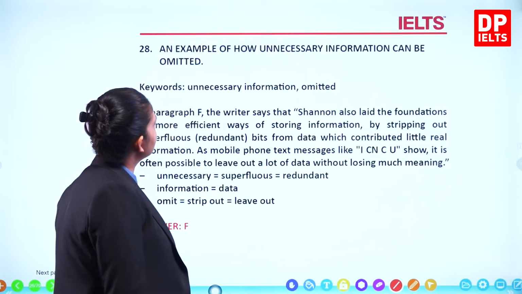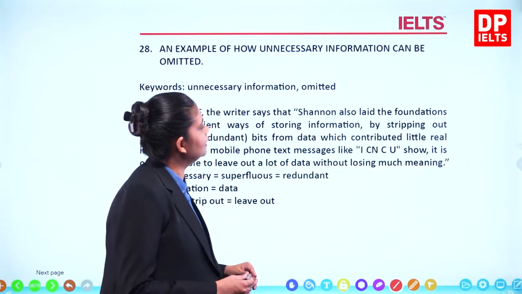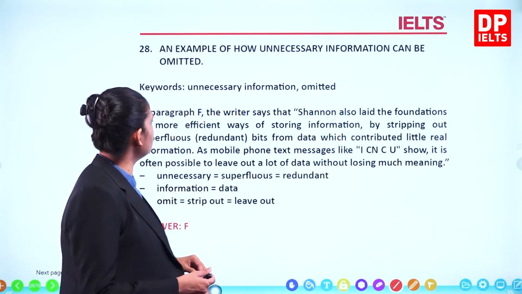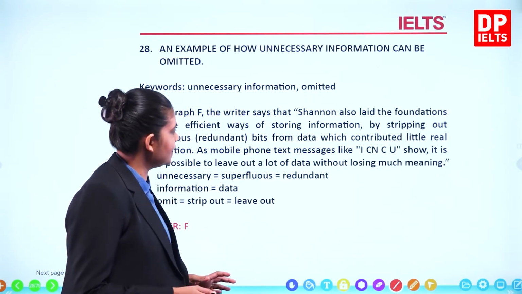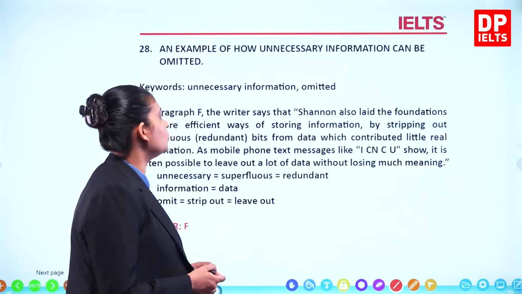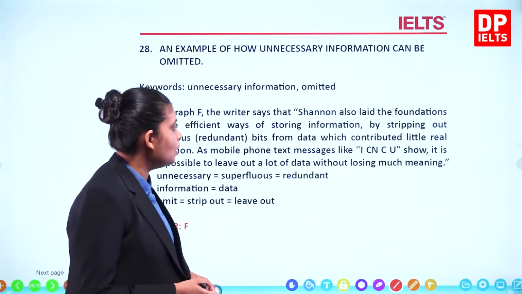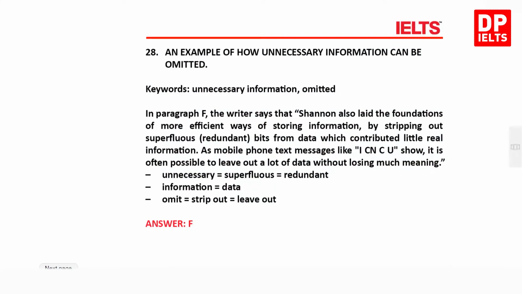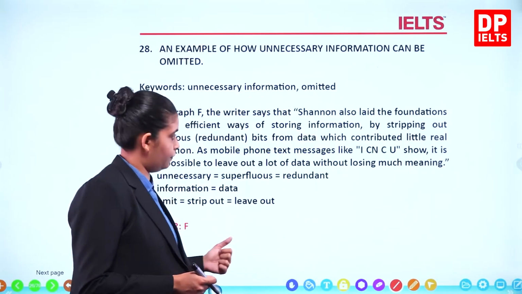28. An example of how unnecessary information can be omitted. Okay, so if you go to para F, the writer says, Shannon also laid foundations of more efficient ways of storing information by stripping out superfluous, redundant bits of data which contributed little real information. Okay, so very clearly you can see that it is there in para F.